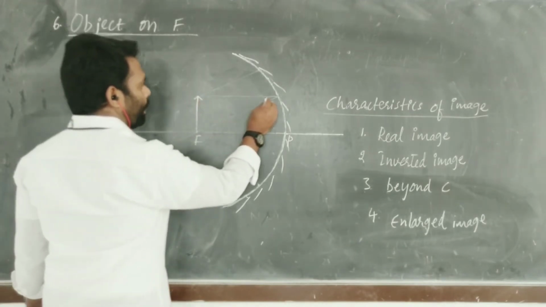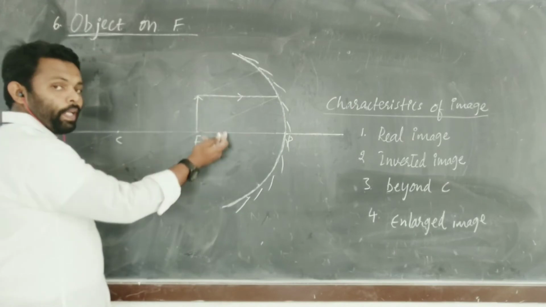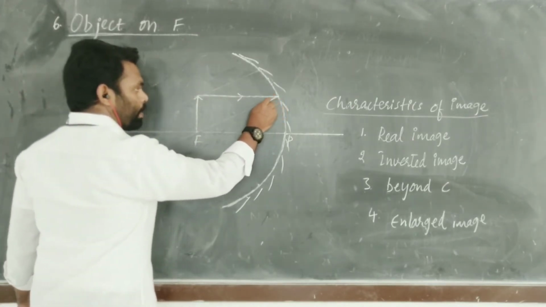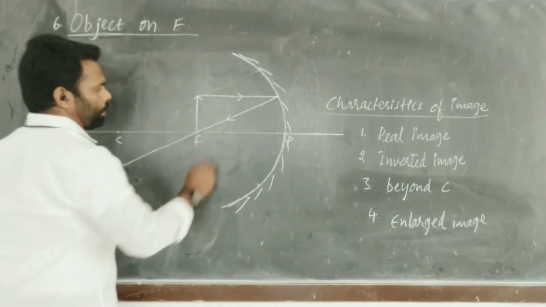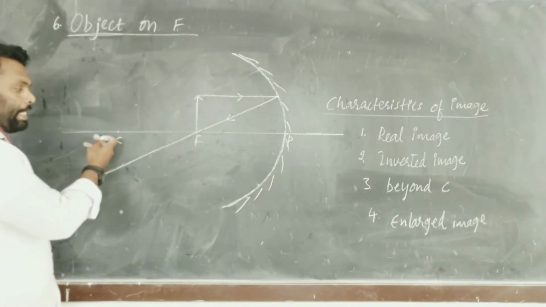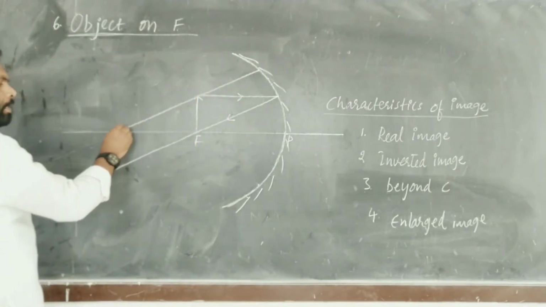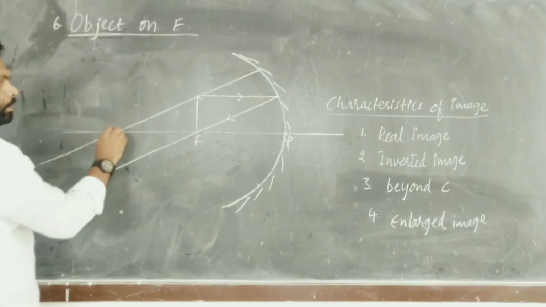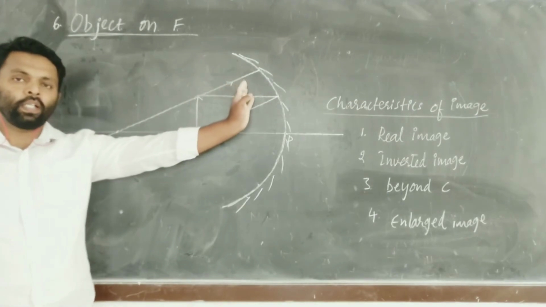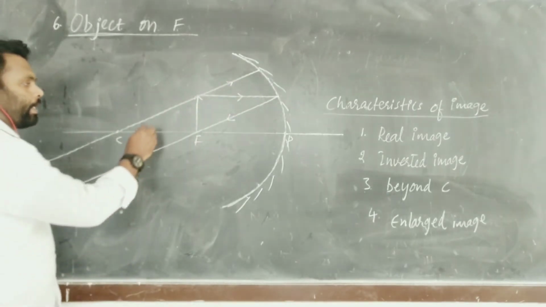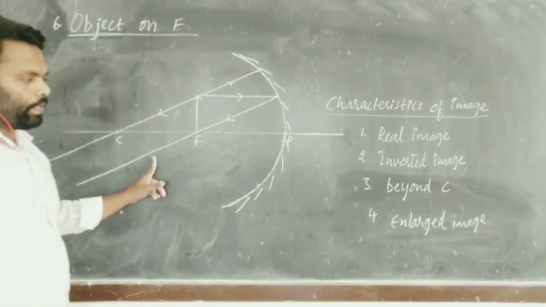First, the light ray parallel to the principal axis. This is the light ray that is parallel to the principal axis. The light ray which is parallel to the principal axis, after reflection, passes through the focus. Second light ray, let us take one passing through the center of curvature. Incident light passing through the center of curvature on a spherical mirror, after reflection, retraces its path. This is the reflected light, and this is the other reflected light.